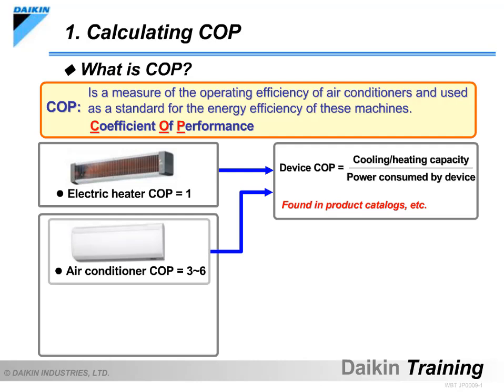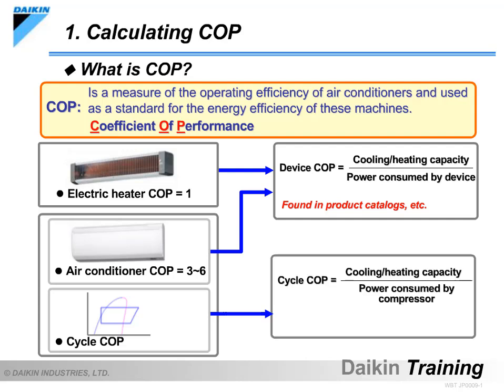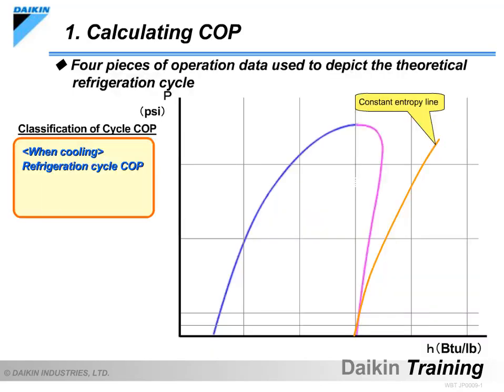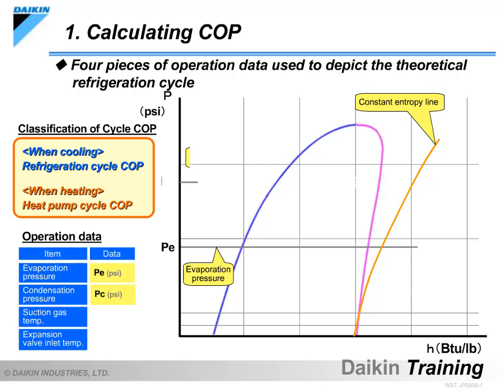The COP we will be focusing on today is called cycle COP and denotes the ratio of heat transfer capacity to consumed power by the compressor. This COP can be calculated using the pH chart. There are two types of cycle COPs, the refrigeration cycle COP during cooling operation and the heat pump cycle COP during heating operation. Let's begin with an explanation on how the refrigeration cycle COP is calculated.